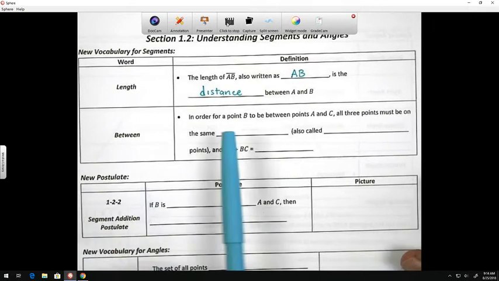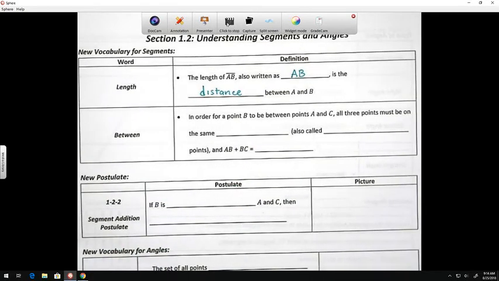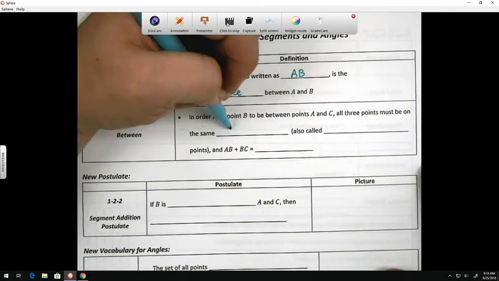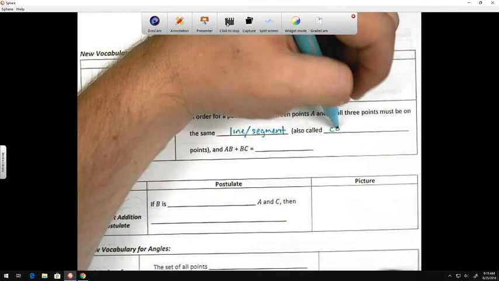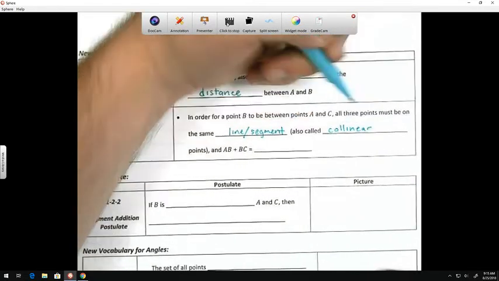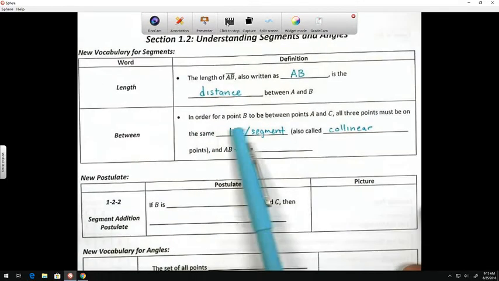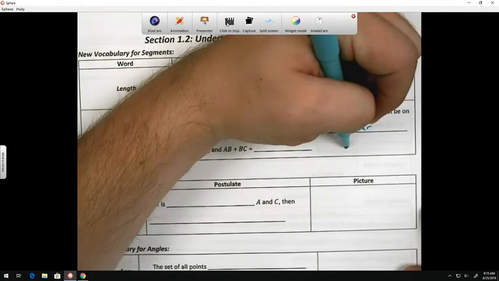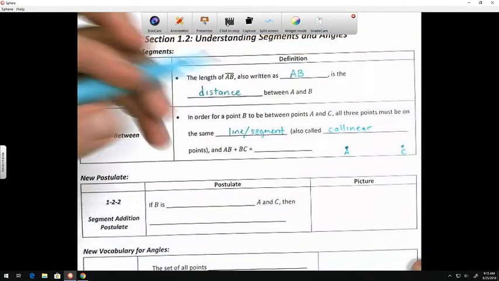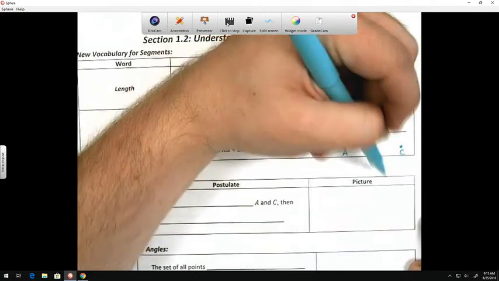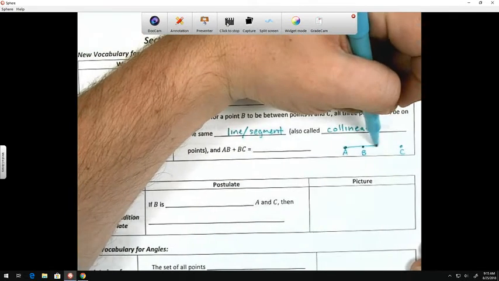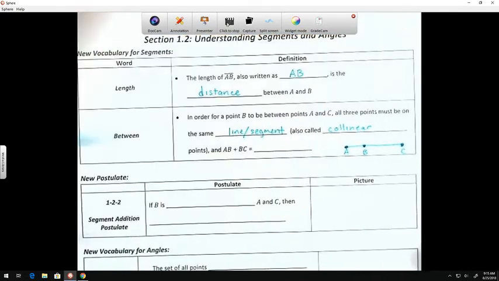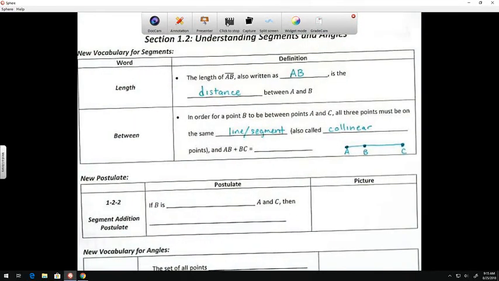Now, we can also have points between points. And really, that just means that the points must be on the same line or segment. And we already know that. This is called collinear. If a point's going to be between A and C, so like if I have A and I have C, well then B can't just be anywhere. It has to be directly on the same line. Or in this case, it's actually a segment, excuse me. Okay, so something like this. That's huge. We'll use that too.